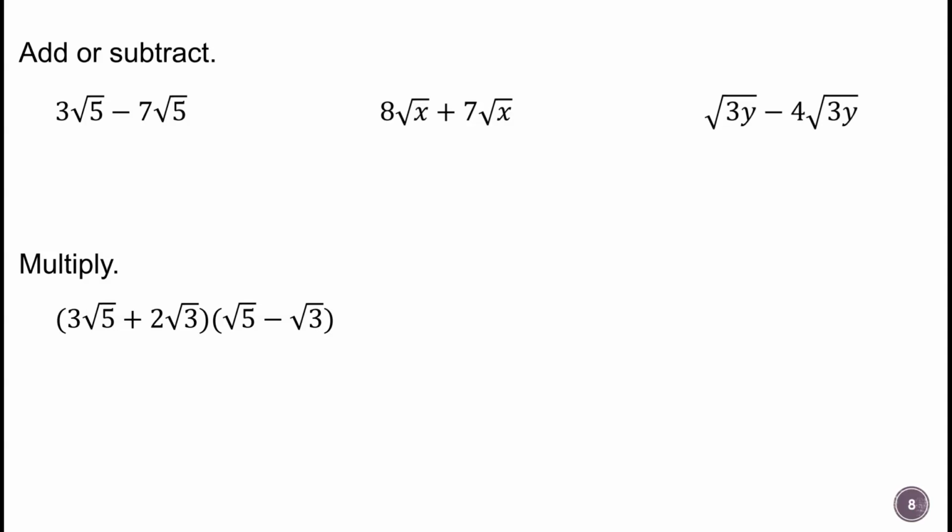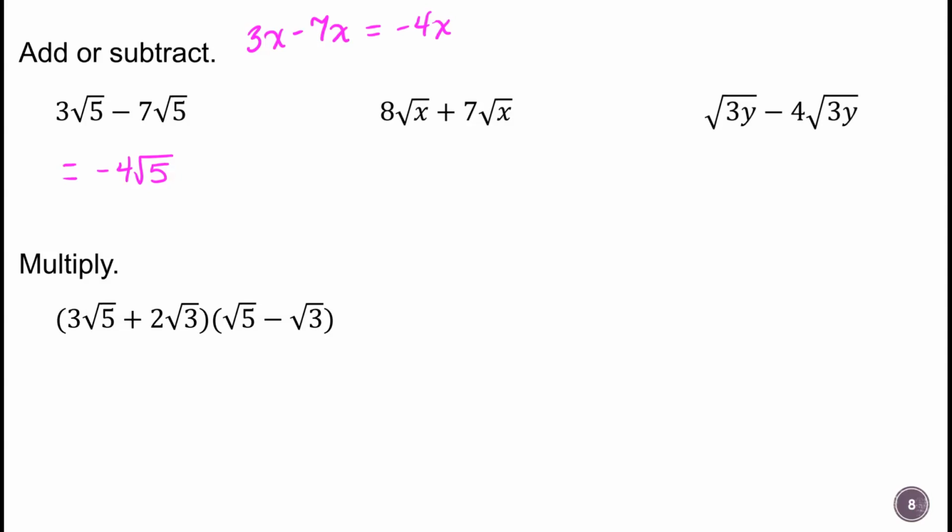These are some more concepts that we need to know in order to rationalize denominators and numerators, which is coming up. So on these, we can add or subtract like radicals. If I had 3x minus 7x, then that would be negative 4x. Here I have 3 radical 5 minus 7 radical 5, so that's negative 4 times the square root of 5.